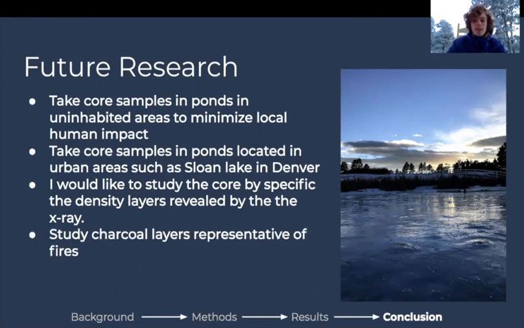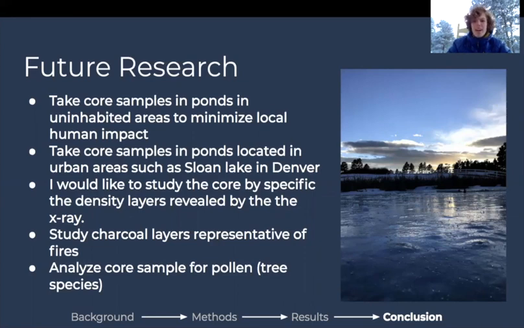Then finally, I'd like to study charcoal layers representative of fires. What this means is that when fires happen, charcoal falls onto the pond, making a charcoal layer on the pond. So you'll be able to find out when fires happen. Finally, I'd like to analyze the core sample for pollen, because you're able to tell what trees let off which pollen or how much. So this is the future research I'd like to do.